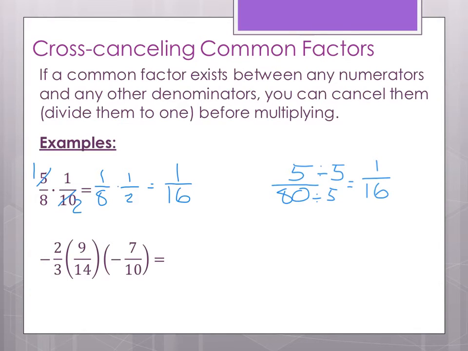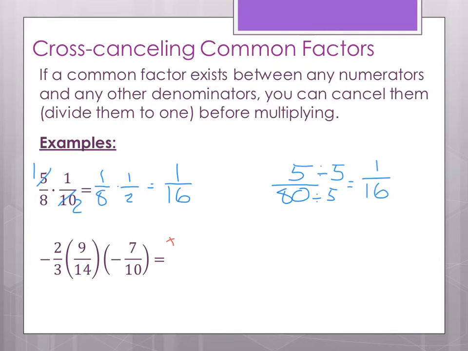Now, in the second example, we have 3 numbers being multiplied together. We've got negative 2/3, 9/14, and negative 7/10. Again, I'm going to apply my sign rules first so I don't forget to do it later. A negative times a positive will be a negative, and then a negative times another negative will be a positive. So just as a reminder, I'm going to write myself a little positive sign here to remember that my answer is going to be positive because I figured out those signs.